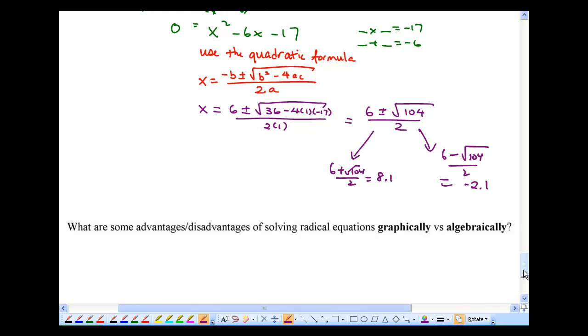Just want to end off this section by asking you to think about this. What are some advantages and disadvantages of solving radical equations using either a graphical approach or an algebraic approach? I'm not going to give you the answers here, but I will ask you to discuss that when we come back to class. So, there you go. 2.3 is now finito. That means finished.